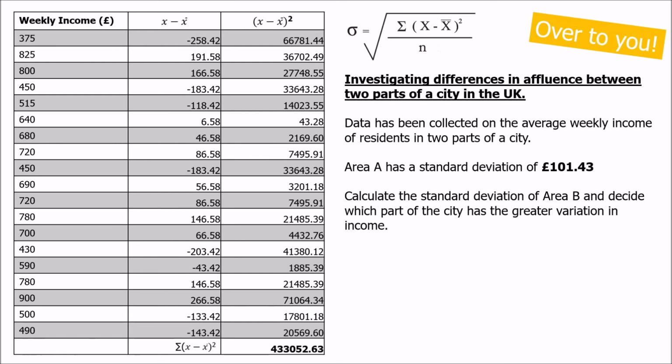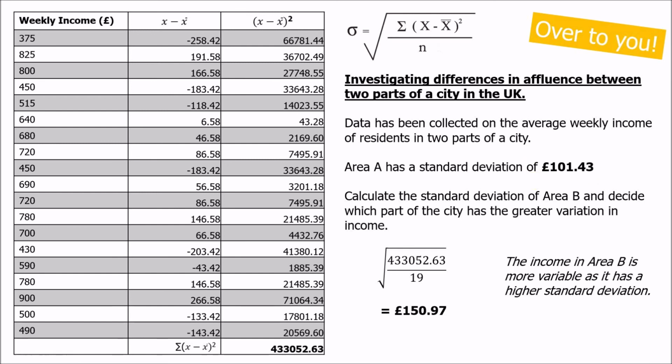You then needed to obviously substitute that value for x minus x bar squared into the equation. So you should have been doing 433,052.63 divided by 19 and then square rooting that answer, which would have given you 150.97 or £150.97. So we can see that this standard deviation for Area B is higher than the standard deviation for Area A. What that means is that the income in Area B is more variable because it has a higher standard deviation. So that is the conclusion or summary that you should have come to based on those 2 bits of data. Well done if you managed to get all of those points correctly.